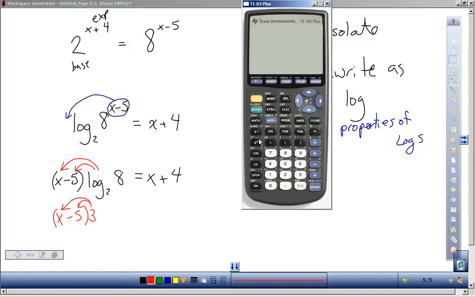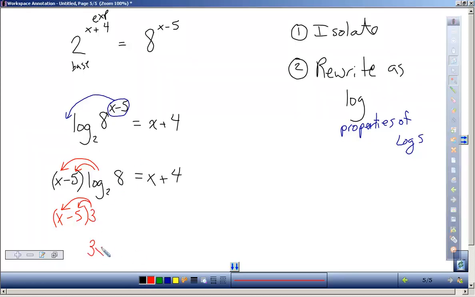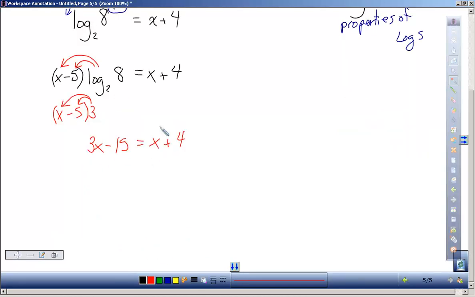So if I distribute that, and if you don't remember logs, don't forget your change of base formula: log of 8 divided by log of 2. That's where that 3 came from. It's what log base 2 of 8 is. And so when I distribute that, I do end up with 3x minus 15 is equal to x plus 4. This is something that I can handle actually solving.